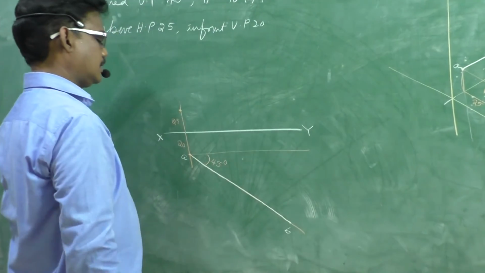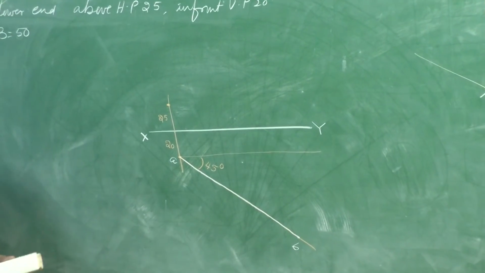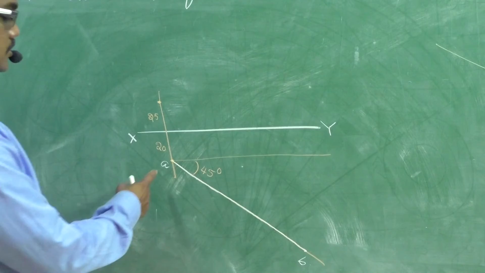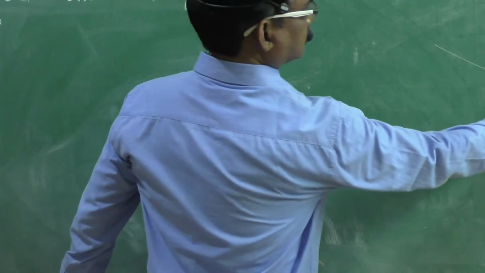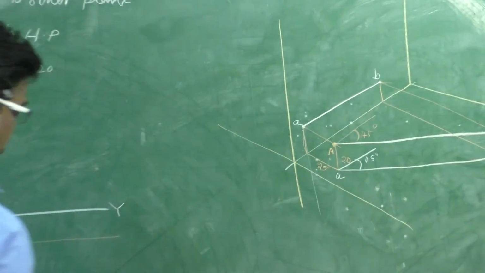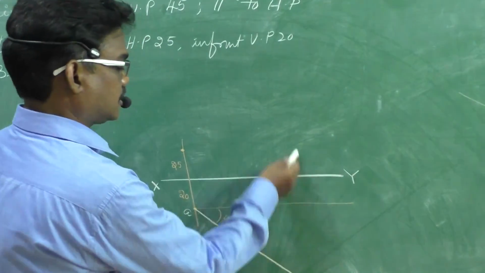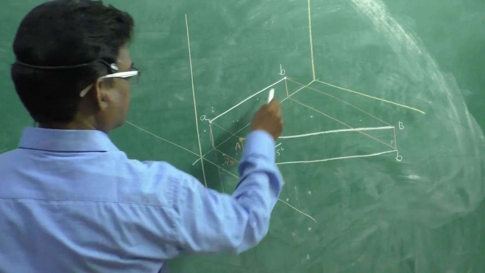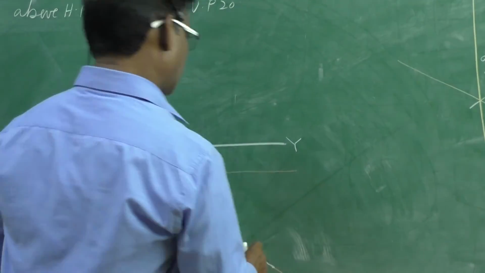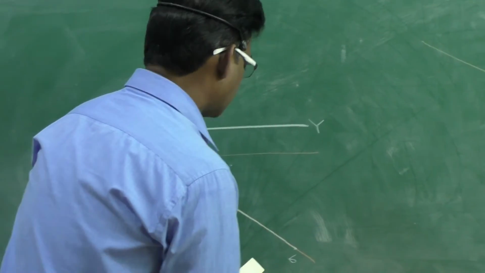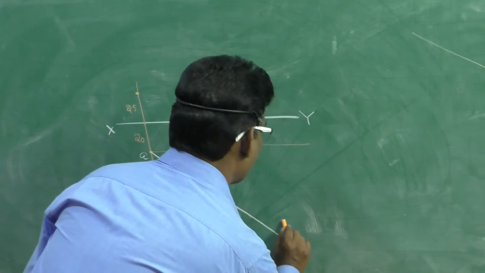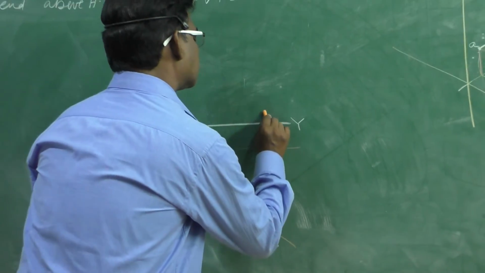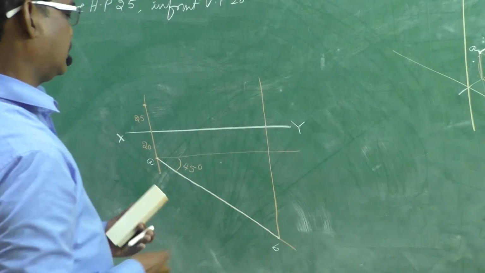Right. Now, how can we draw the front view? Here we see this is the projector, this line and this line. Now we need to draw the projector. Here, this is the projector and this is the projector. Therefore, after the rotation, the projector will be perpendicular to the reference line. Okay, therefore draw like this.